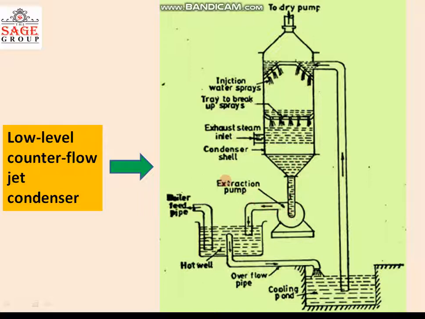Here we are using an extraction pump. The function of this extraction pump is to take the condensate from this condenser, and then supply it to this hot well, and from the hot well the water can be taken to the boiler as feed water. We are also using overflow pipes in the cooling pond. So if there is overflow of this condensing water, then it can be supplied again to this cooling pond.